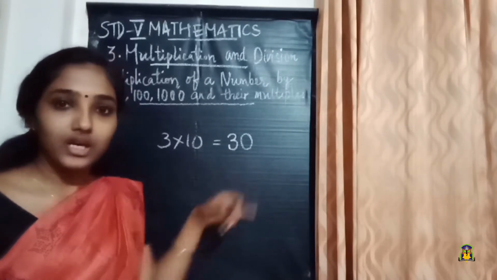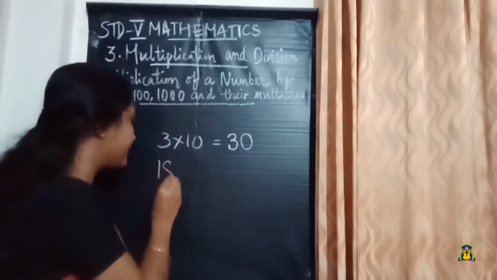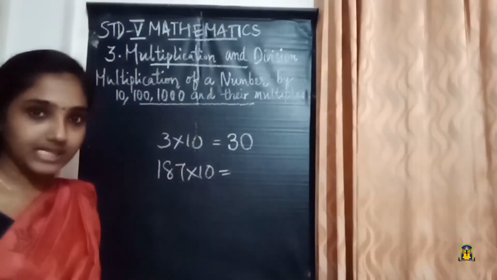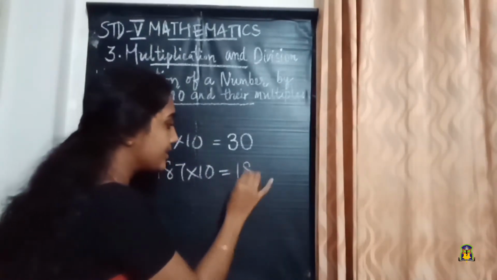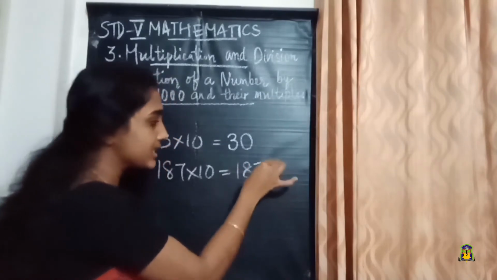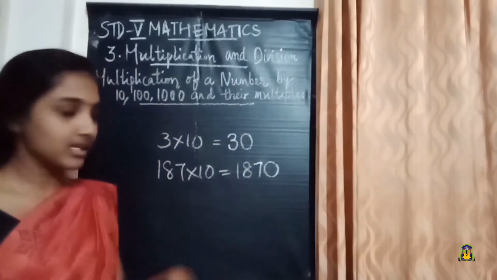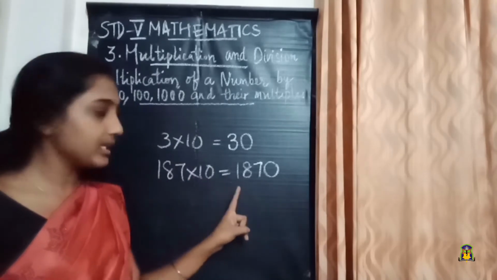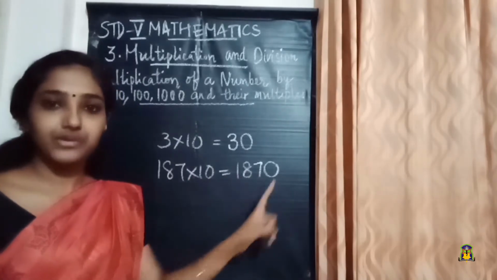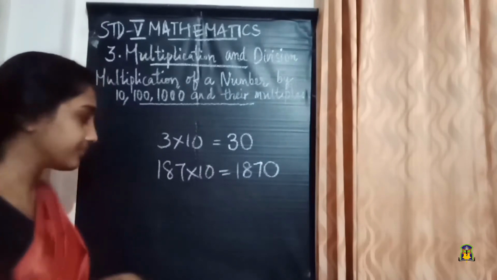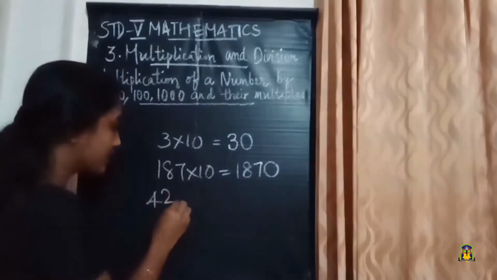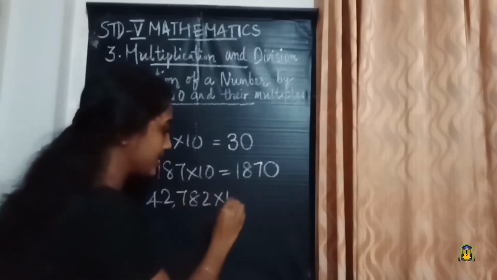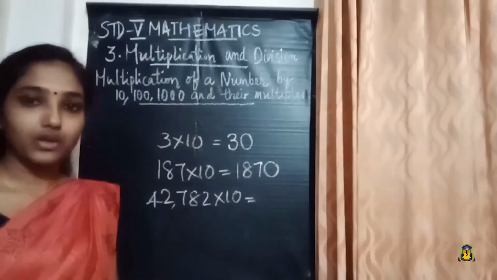On multiplying 187 with 10, what will we get? The answer will be 187 with a 0 at the right end. So 187 into 10 gives 1870. And 42,782 into 10 on multiplying.